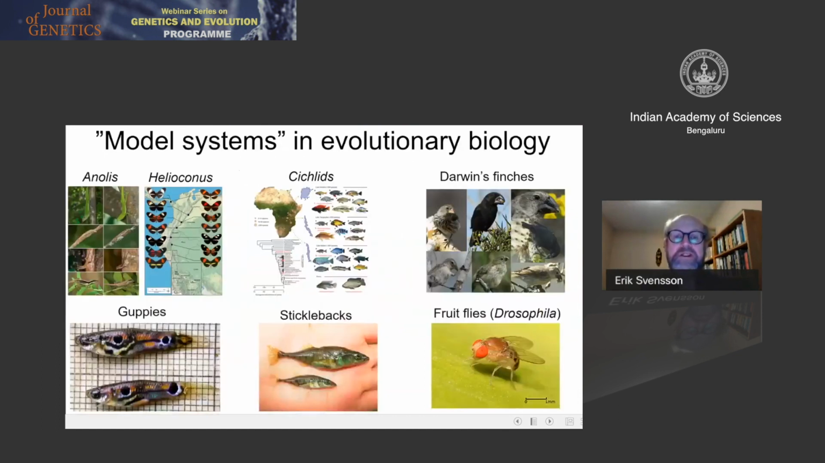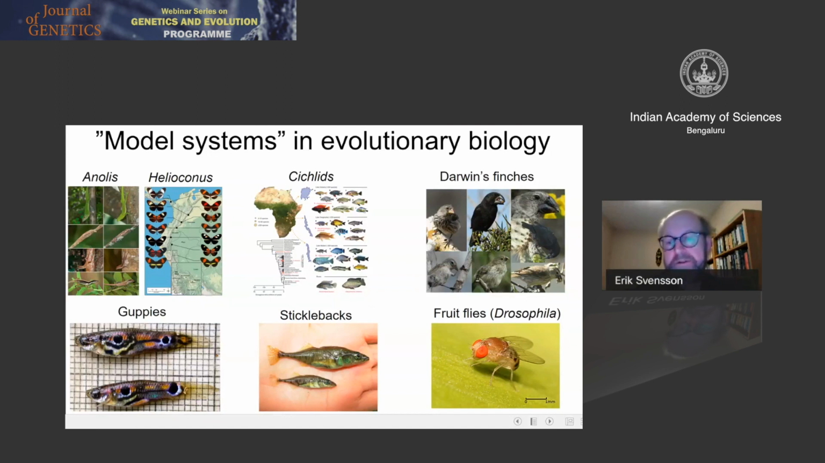To first motivate my choice of study organisms, I would like to point to the fact that we have a series of model systems in evolutionary biology that are well known. You have encountered them all at various conferences and meetings. These are fantastic study systems. They include the Anolis lizards in the Caribbean, the Heliconius butterflies in South and Central America, the cichlids in the Great African Lakes, Darwin's finches on Galapagos Islands, guppies on Trinidad and Tobago, sticklebacks in post-glacial lakes, and of course the ever-present Drosophila melanogaster. These are amazing study systems.